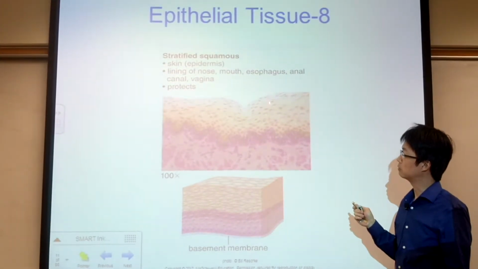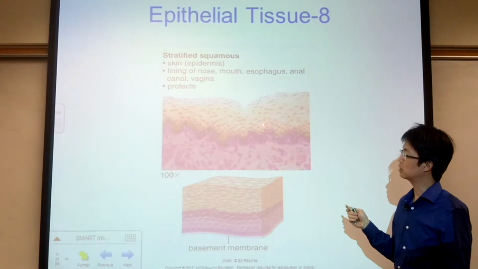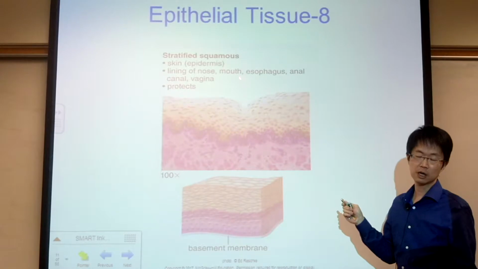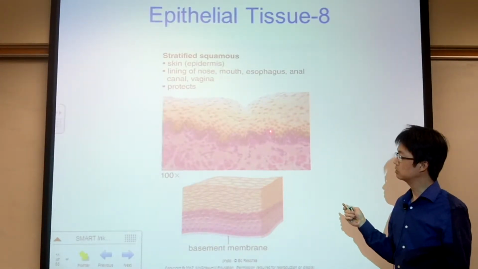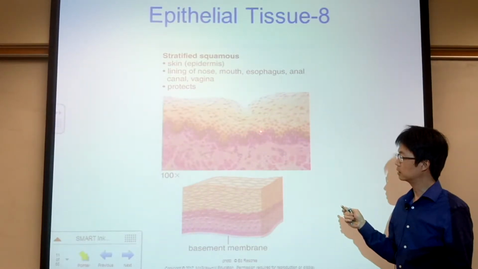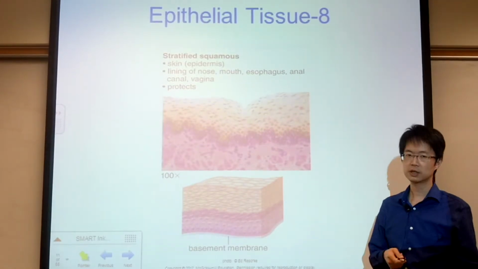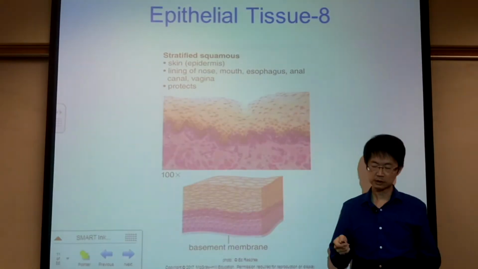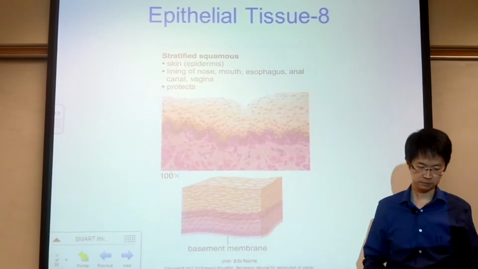We have 4 to 5 layers of epidermis. The first 3 layers of the epidermis are actually dead cells. The last 2, the under 2 layers, are live cells, and the bottom layer of the epidermis is actually actively dividing. They are under active mitosis, so that they can push upward to replace the dead cells on the top.